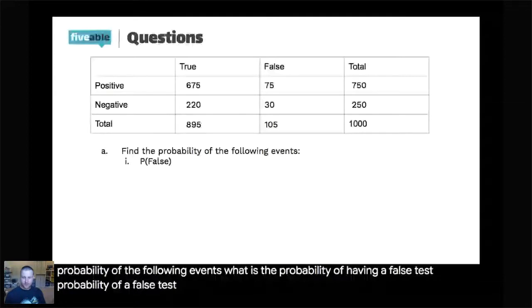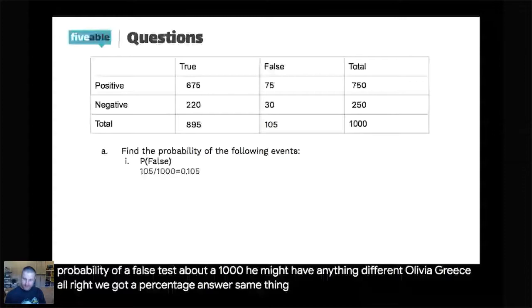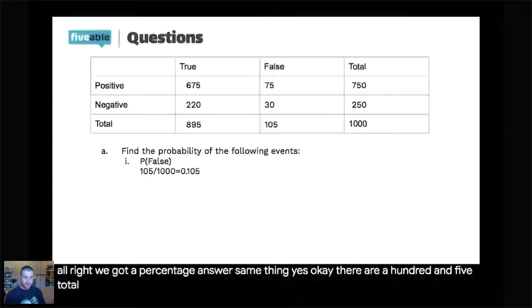0.105 out of 1,000. Does anybody have anything different? Olivia agrees. All right, we got a percentage answer. Same thing. Yes. Okay. There are 105 total false, and there's 1,000 total overall. 105 out of 1,000. There you go.